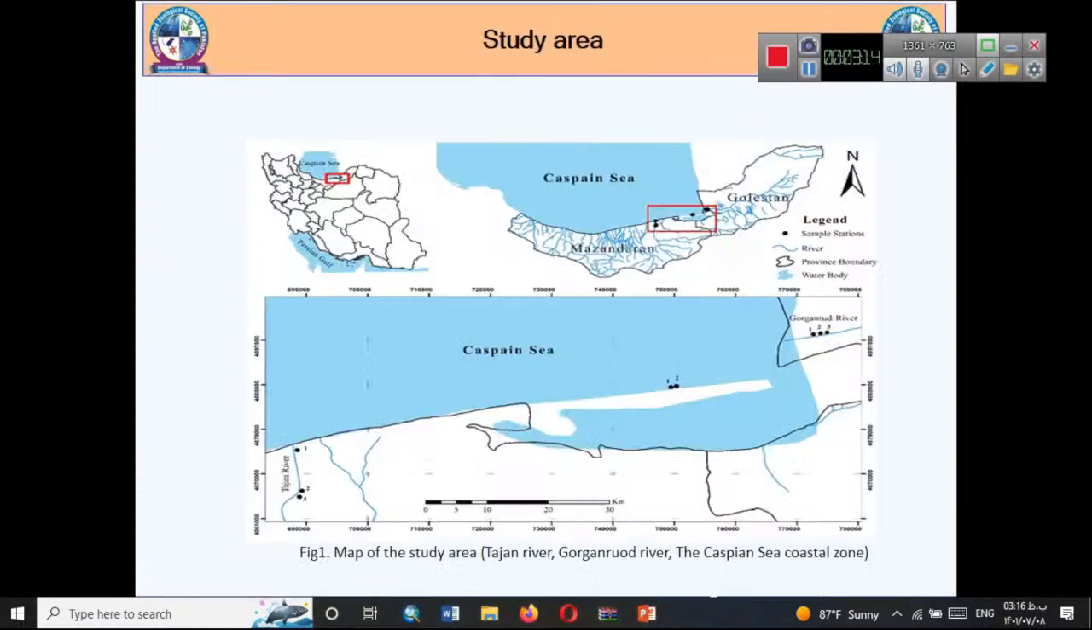Here we have a study area. As you see in this slide, we have prepared a map of our study area where they are located at the north of Iran, the Caspian Sea coastal zone, Gurgaon Road and Tajan Rivers. There were three stations in the Tajan River and the Gurgaon Road Rivers and two stations in the coastal area of the Tazabad Skele in the Caspian Sea in the Miankal area of the north of Iran Basin.